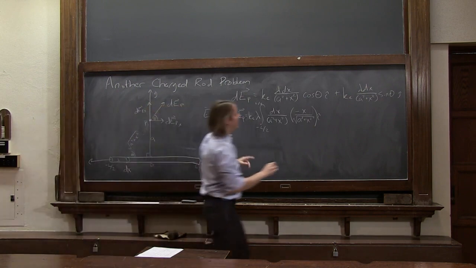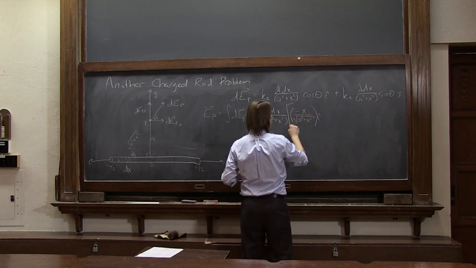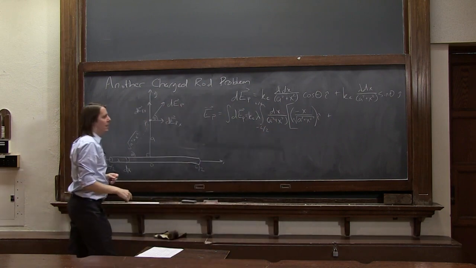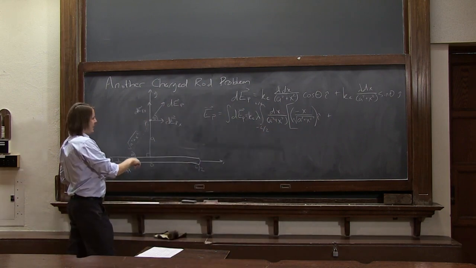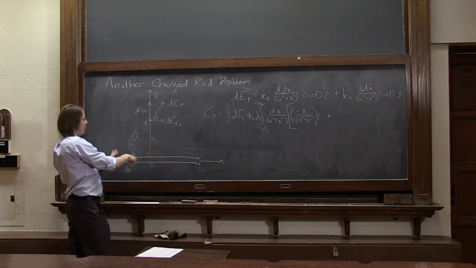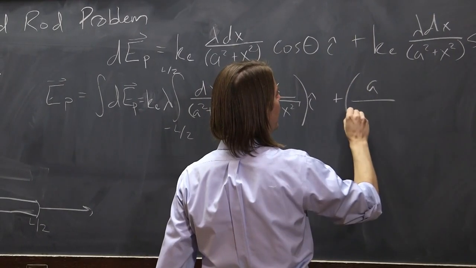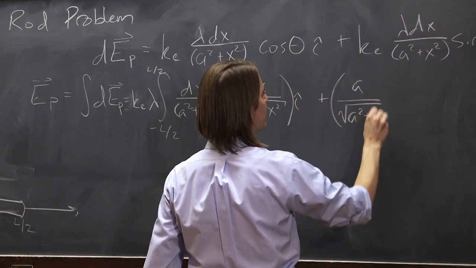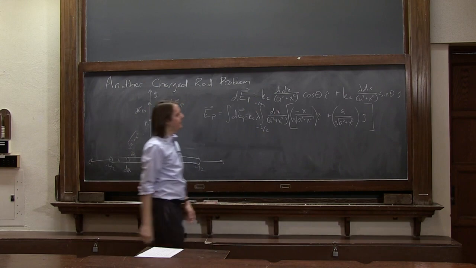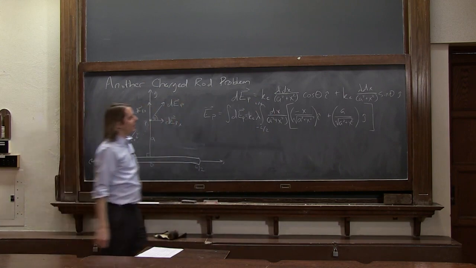The j component would be basically the same thing. In fact, I'm going to put a bracket there. It's that same amplitude in front, dx over a squared plus x squared, times the sine of theta. And the sine of theta is opposite over hypotenuse. So here there's no plus minus to worry about. It's just a over the square root of a squared plus x squared, j hat.